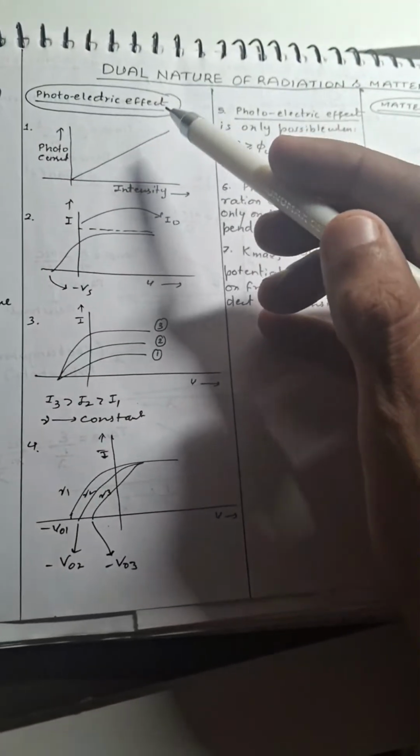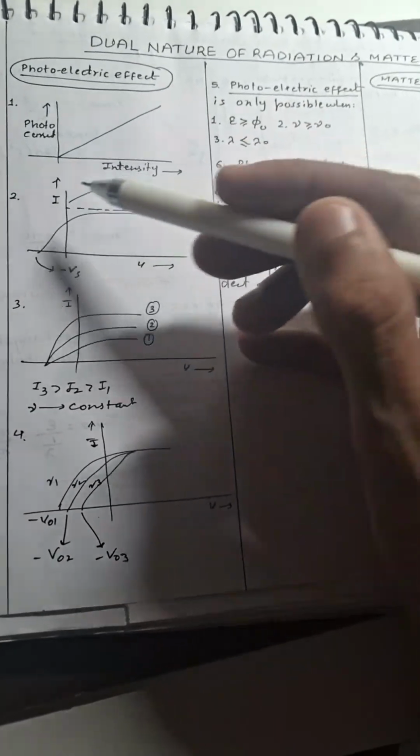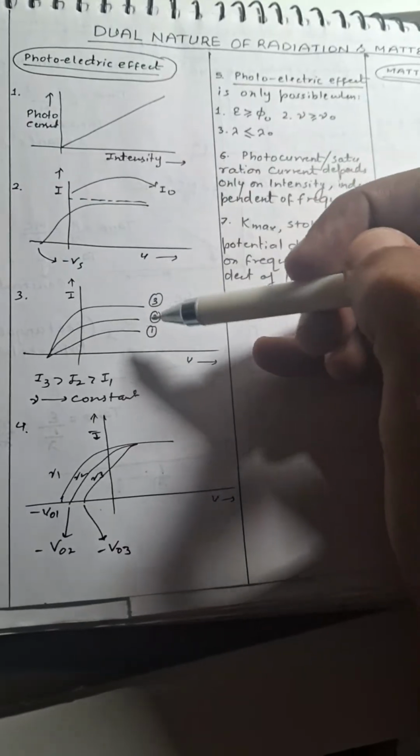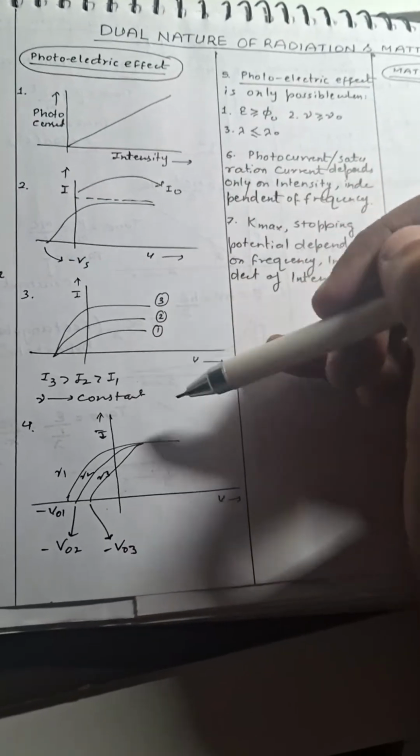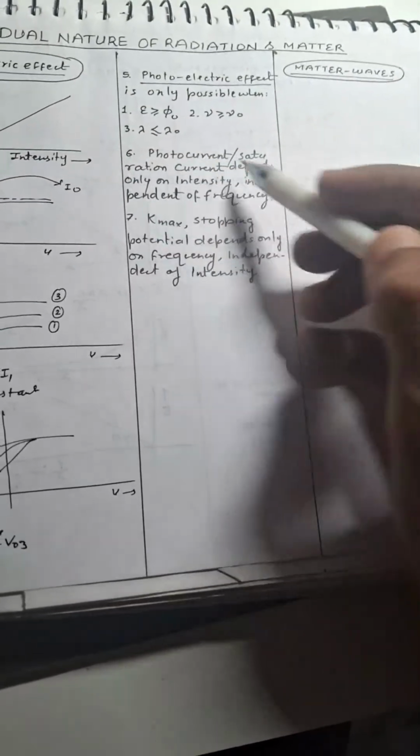Then we have certain results related to the photoelectric effect, current versus intensity variation, current versus voltage variation, current versus voltage for different intensities, then at different frequencies. Then we have photoelectric effect conditions, then saturation current, Kmax dependency, etc.